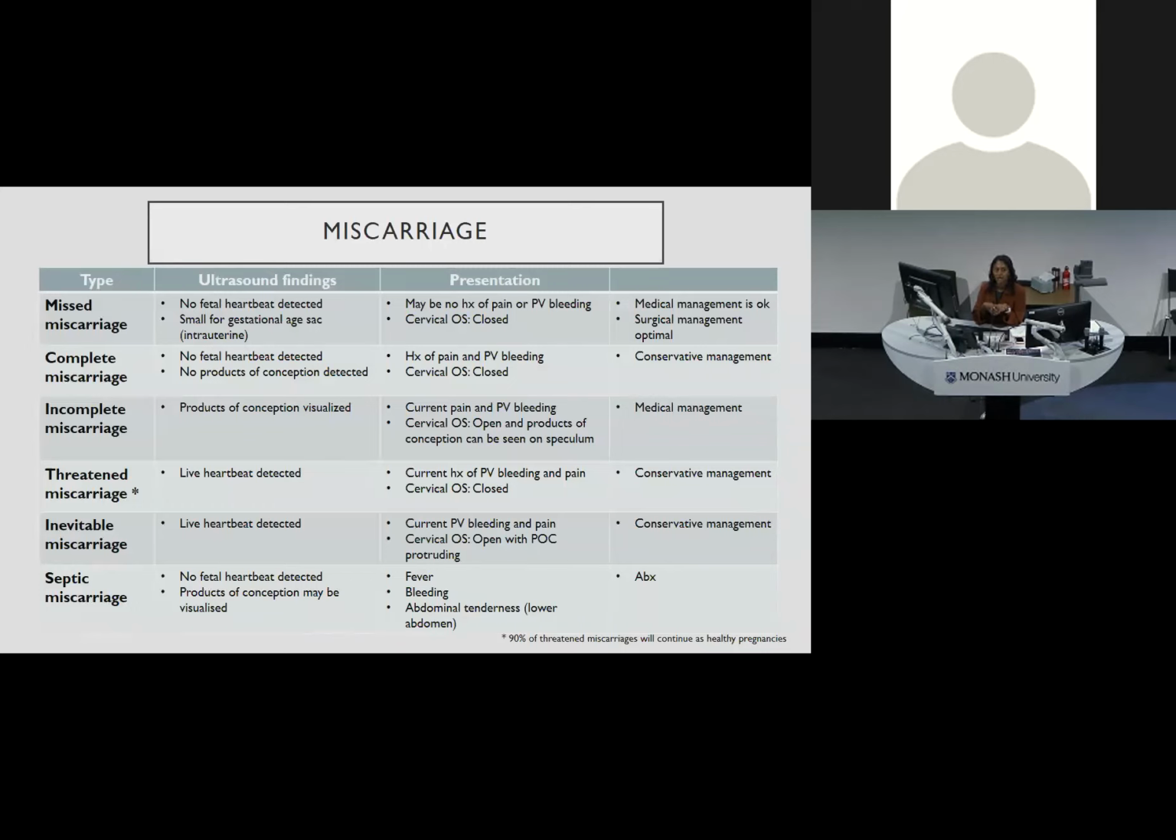90% of threatened miscarriages will continue as a live pregnancy, so you really don't have to worry about management there. So you might just decide to do some serial beta HCG and just watch that trend, and if it increases, then you don't have to worry about doing anything else, and it's more likely to persist into a term pregnancy.